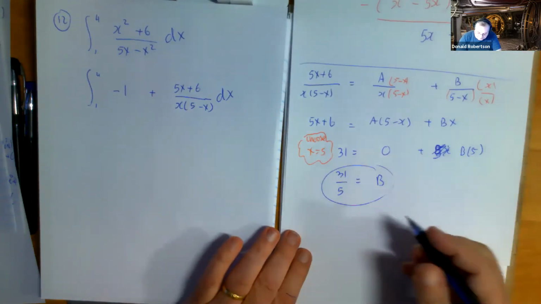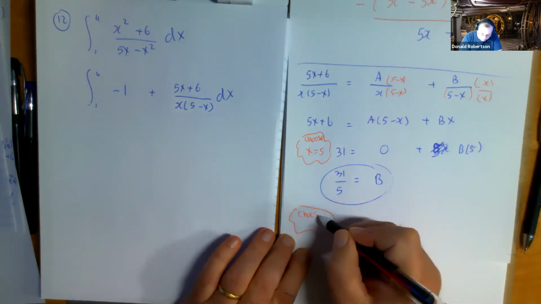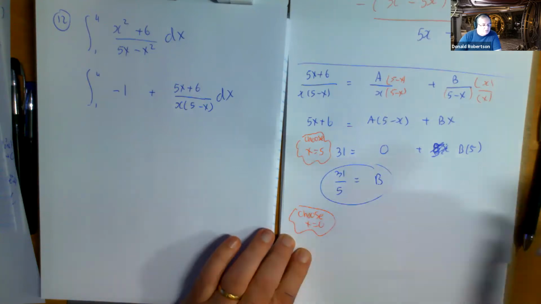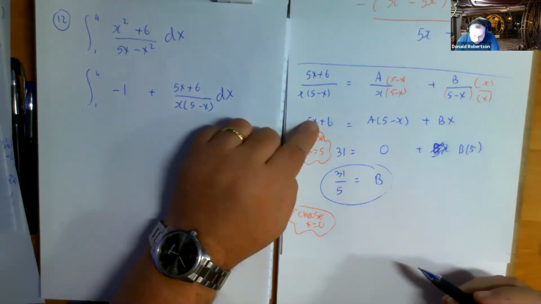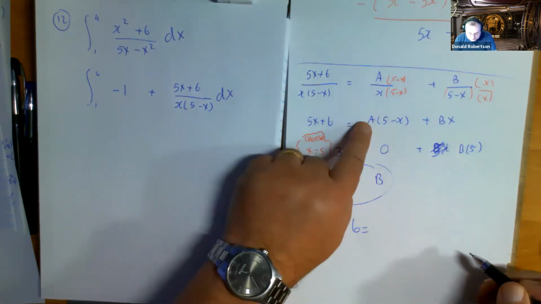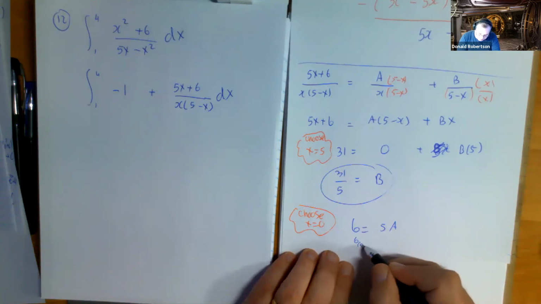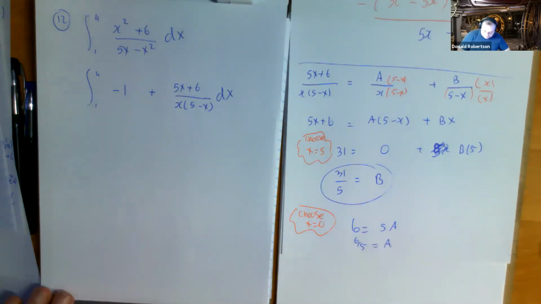Okay. I need to choose another one to get the second guy then. Would we all agree it's 0? 0 on this side just gets me 6. 0 on that side, 0 on this side gets me, what, 5a? So looks like a is going to be 6/5.